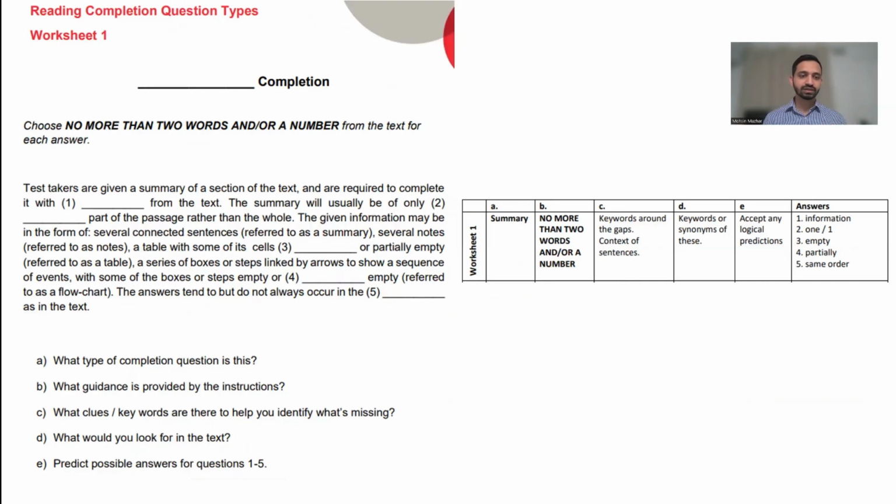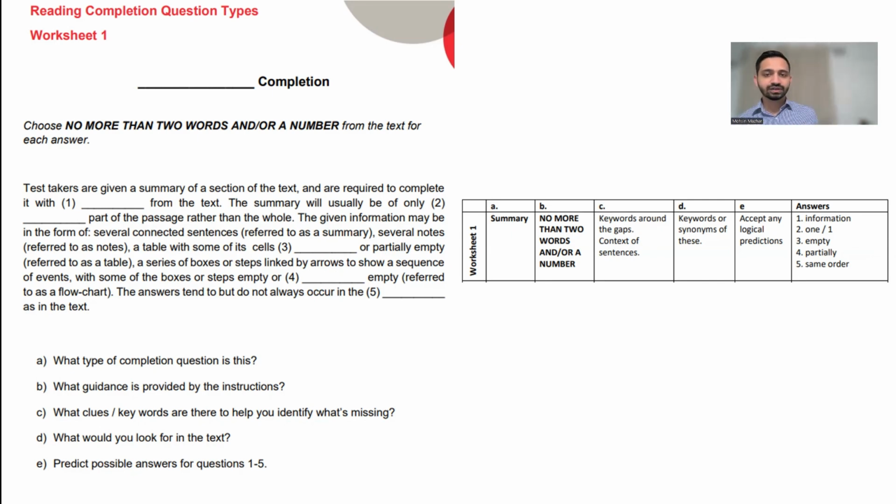So question number 1, or A, says what type of completion question is this? This is the summary completion. It's a summary. Test takers are given a summary of a section of the text and are required to complete it with no more than 2 words and or a number. Okay, that's the instruction. From the text, the summary will usually be only 2.